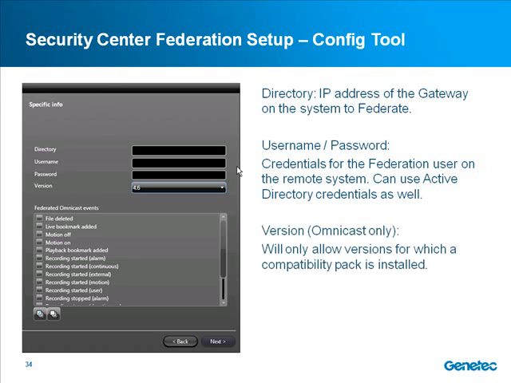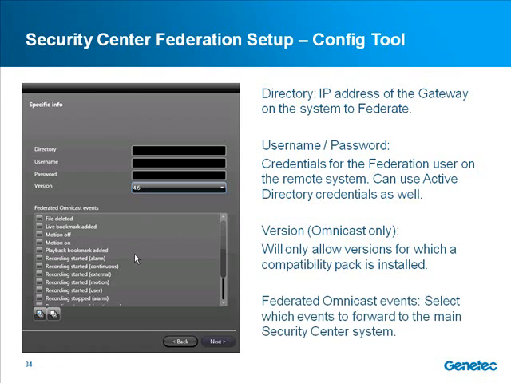If you're creating an Omnicast Federation external system, you'll have to choose the version of the Omnicast system that you're adding here. The versions that are available in the drop-down box are limited to the compatibility packs that have been installed. So if you're missing a version in there, make sure you've installed the required compatibility pack for that version of Omnicast. These must be installed on the server that is hosting the integration service.